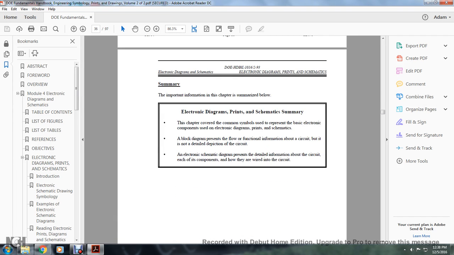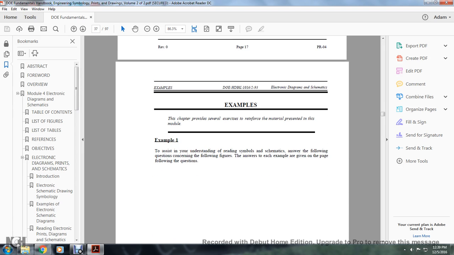Summary: the most important information in the chapter is summarized below. The chapter covered the common symbols used in representing basic electronic components, electronic diagrams, prints, and schematics. The block diagram represents the flow of functional information about a circuit, but is not a detailed description of the circuit. The electronic schematic drawing presents detailed information about a circuit, its components, and how they are wired into the circuit. Examples: this chapter provided several examples to reinforce the material presented in this module.